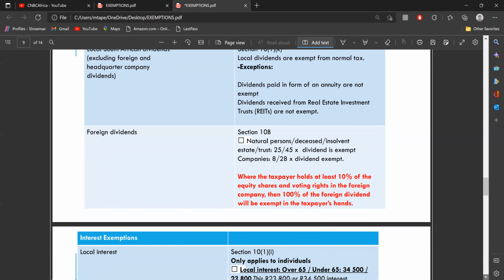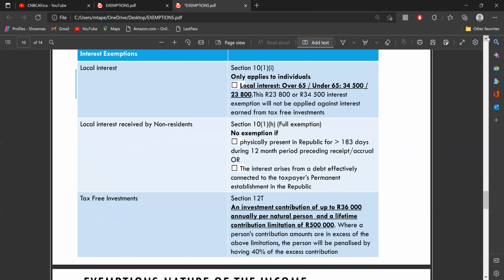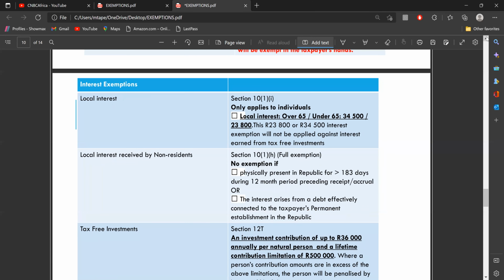So next up we have interest, local interest. Local interest is exempt in terms of section 10(1)(i) of the Income Tax Act, and this exemption only applies to individuals because it is based on the age of the taxpayer. So for taxpayers that are over the age of 65, the exemption in terms of section 10(1)(i) will be 34,500 Rand. And if the taxpayer is under the age of 65, then the exemption will be 23,800 Rand.